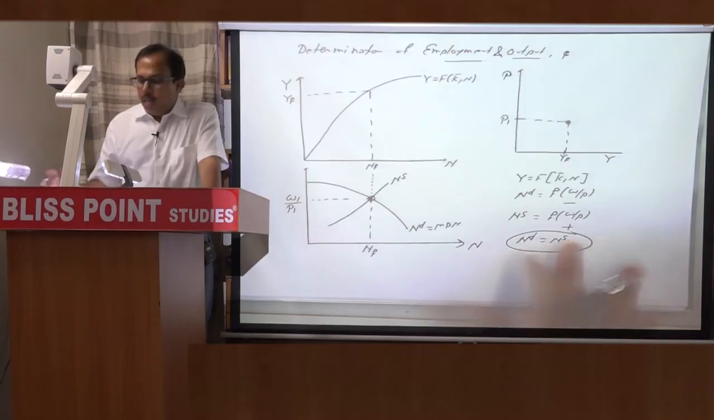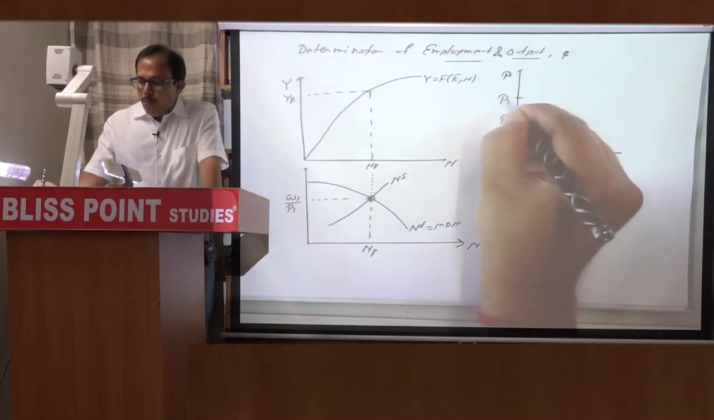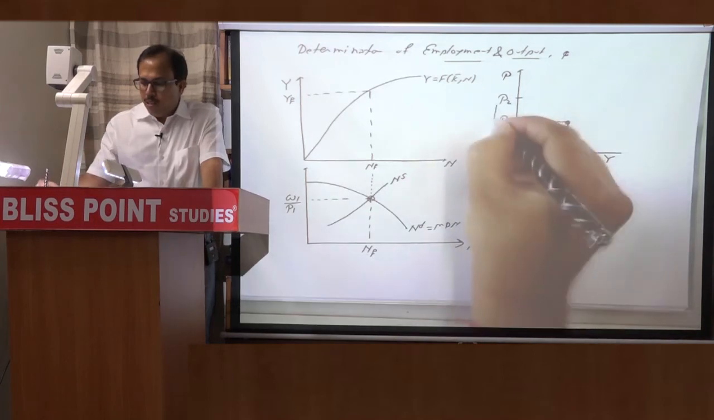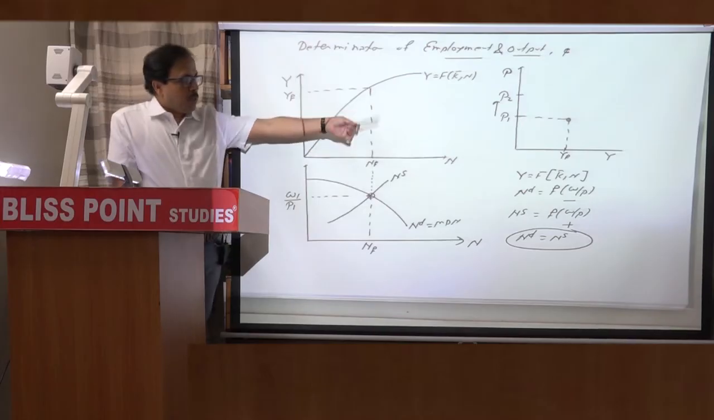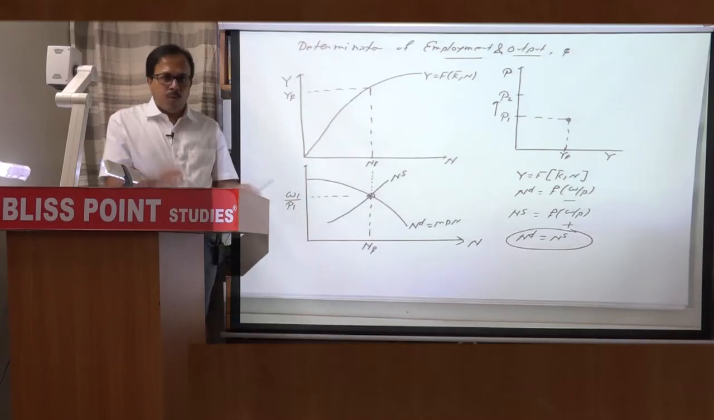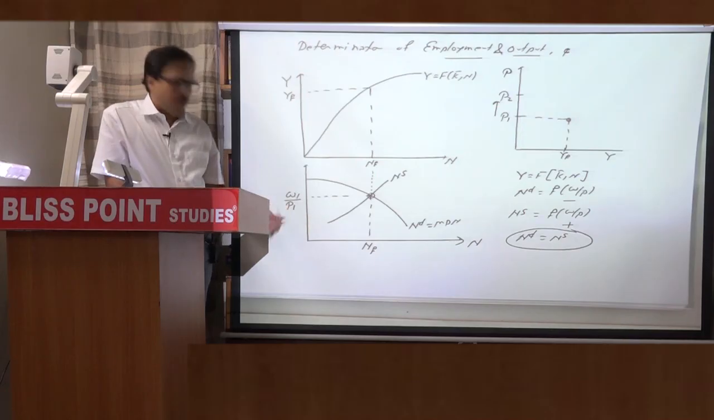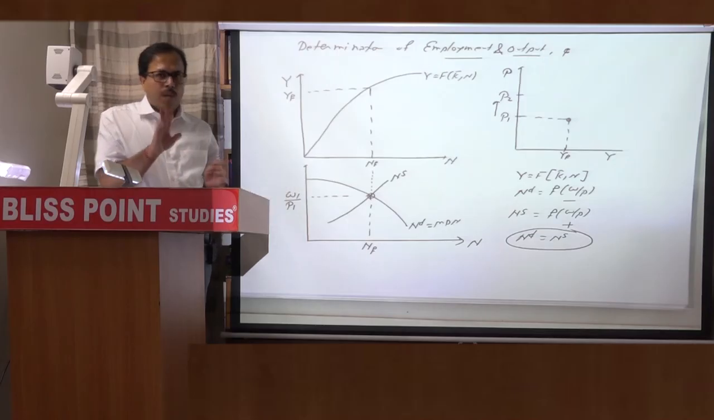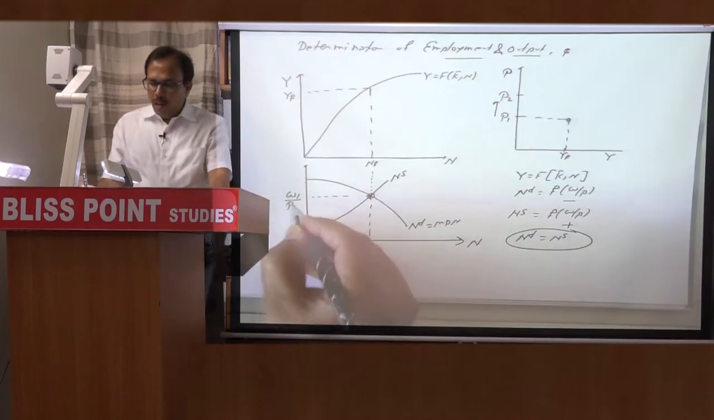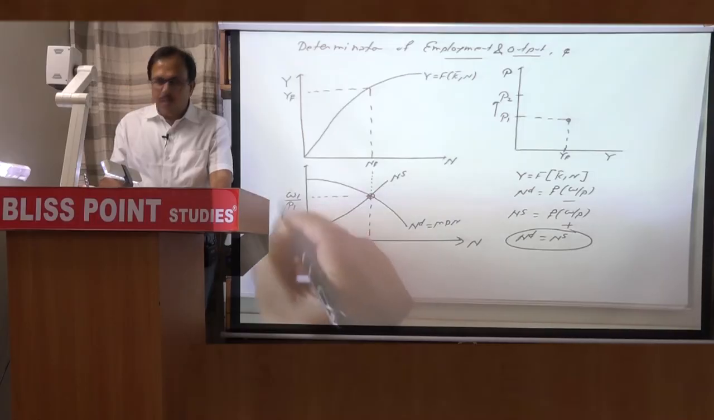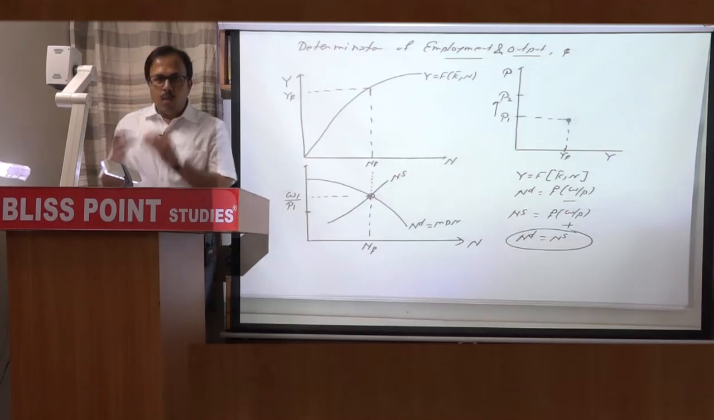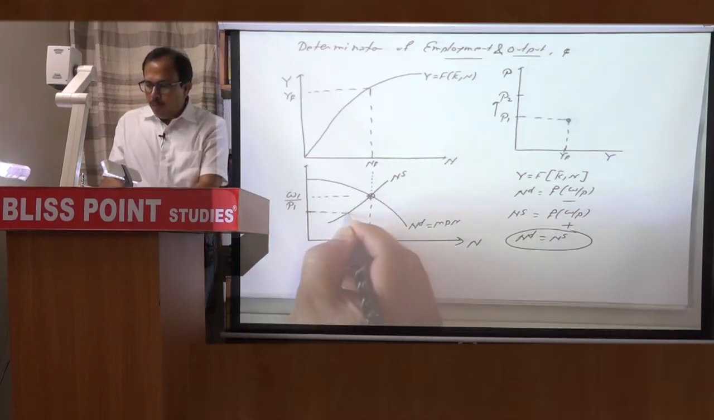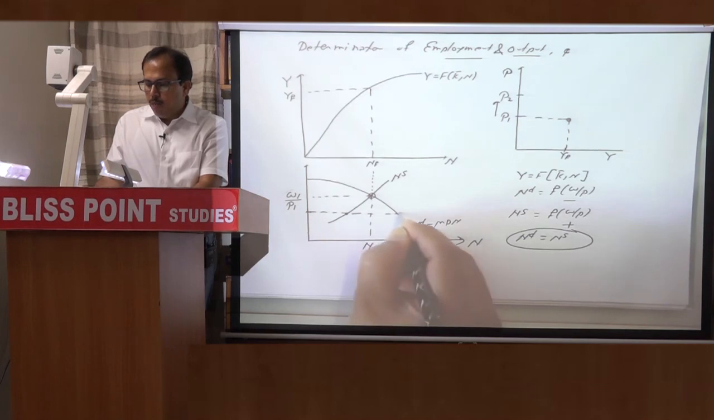Now if I say that price is now P2 instead of P1, that means it is higher. Just focus on the diagram here. If price is P2 instead of P1, that means a higher price. So when price increases, what is the impact on the real wage? It will fall. Given a nominal wage W1, as price increases, the real wage will fall. That means it will be at a lower point.